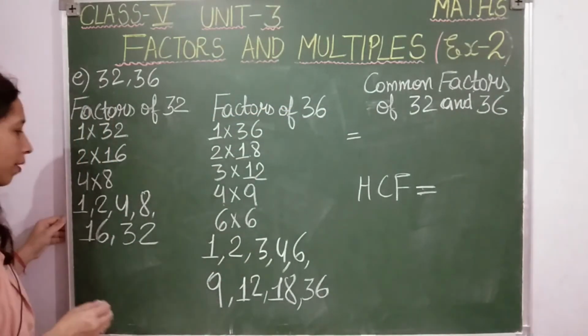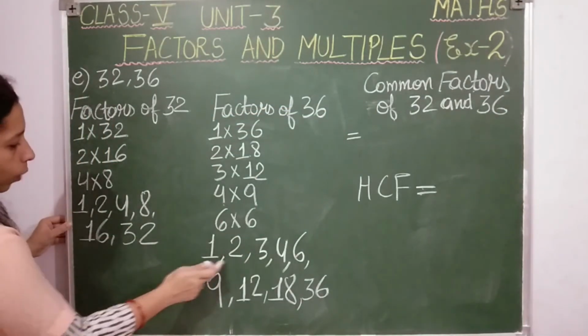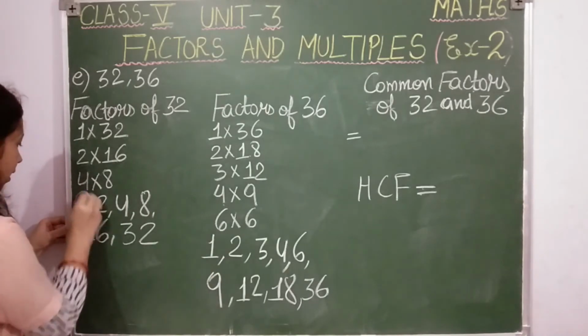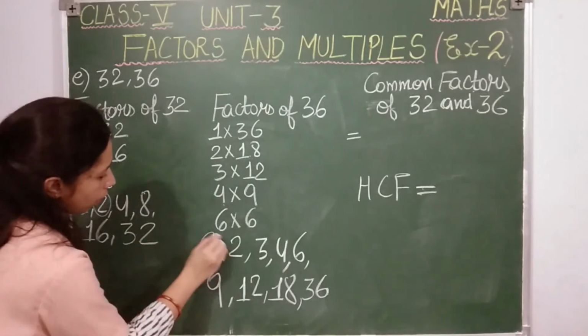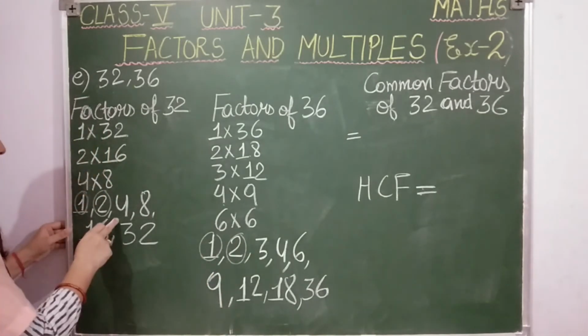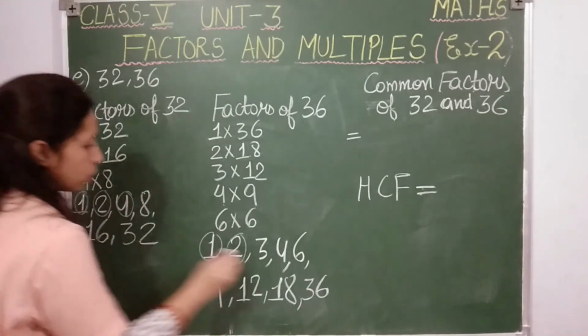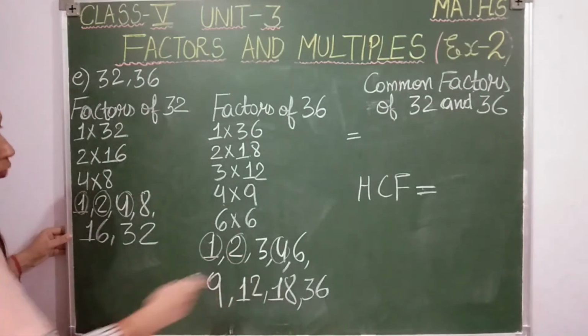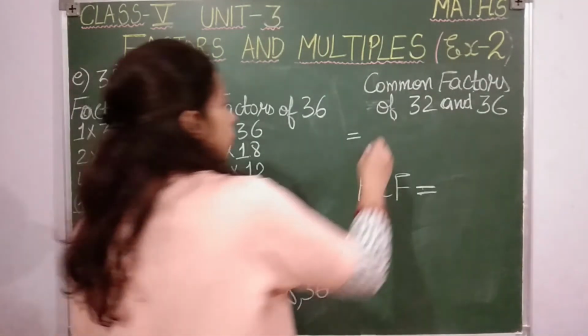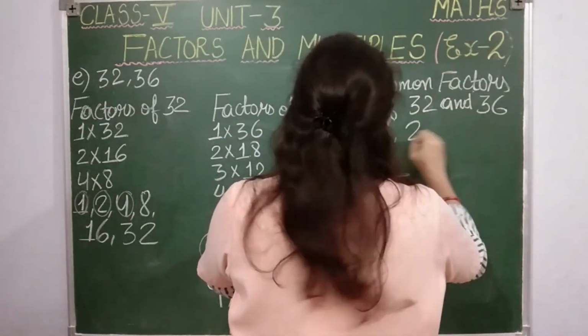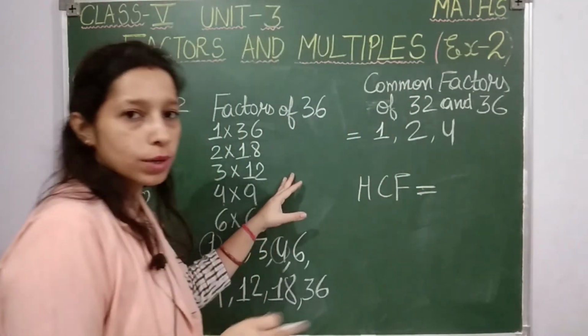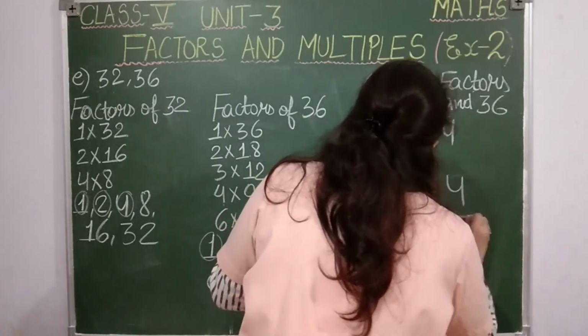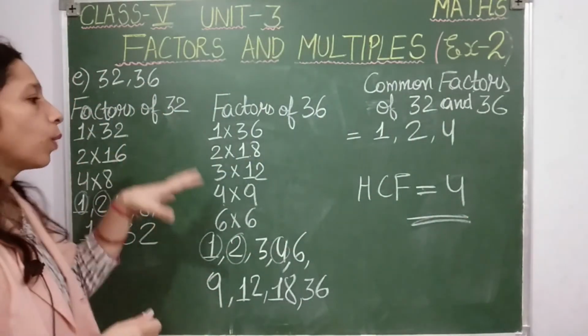Let us circle the common factors here. 1, 2. Here also 1, 2. So let us circle 1 and 2. Here also 1 and 2. Then 4. Yes, 4 is here also and here also. Then 8, 16, 32. 8, 16, 32 are not here. So only the common factors between 32 and 36 are 1, 2 and 4. Clear, students? And the highest common factor is 4. So the HCF of 32 and 36 is 4.